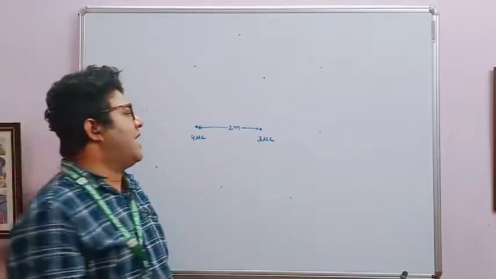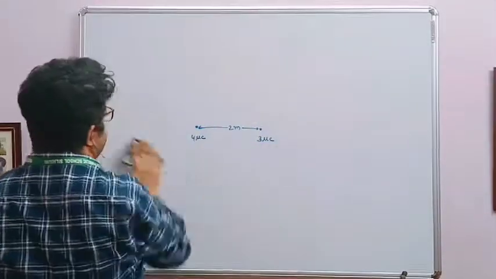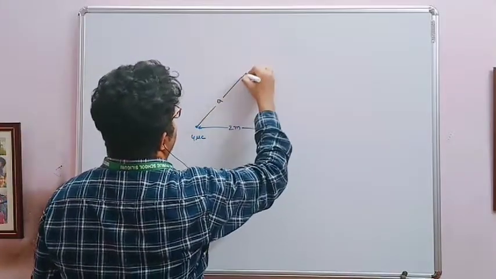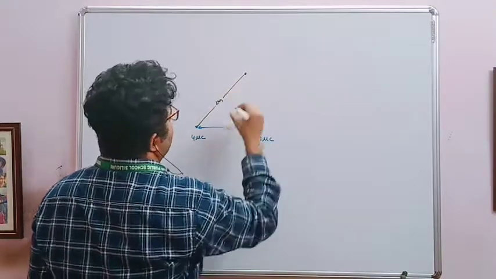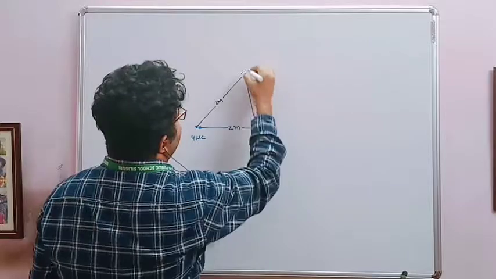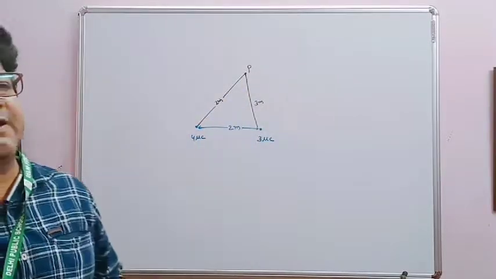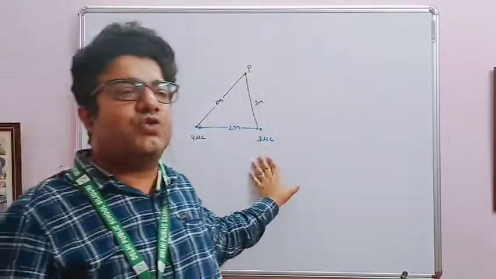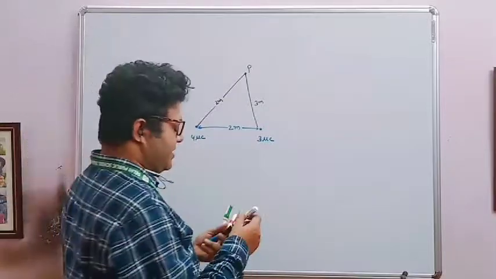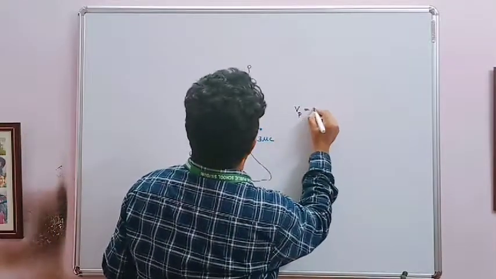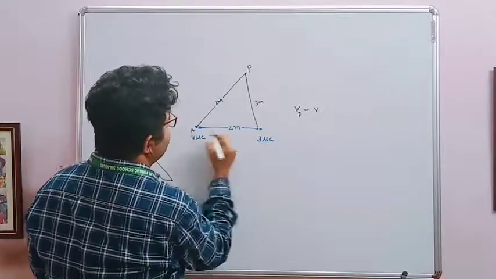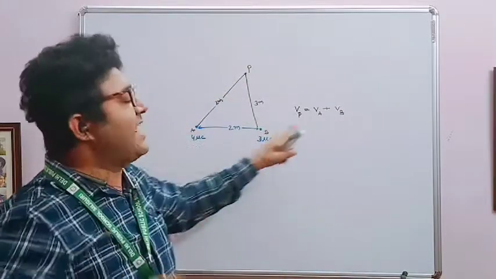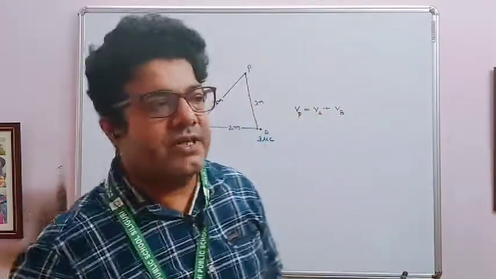They maximum ask you that they give you any position, like this. Suppose this distance is 2 meters, and this distance is 3 meters. They can ask you to find the potential at point P, which is very simple. From this point you find the distance of the two charge particles. Then potential at P is potential due to A plus potential due to B. We can directly add them. Why can we directly add them? Because they are scalar quantities.